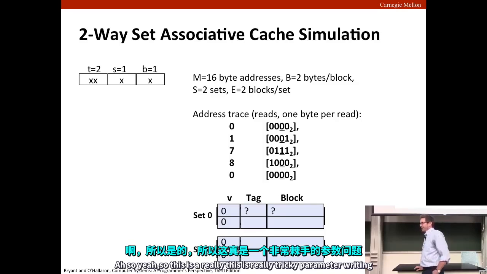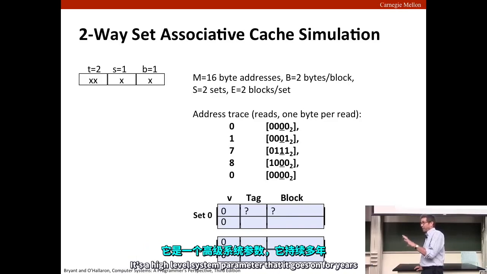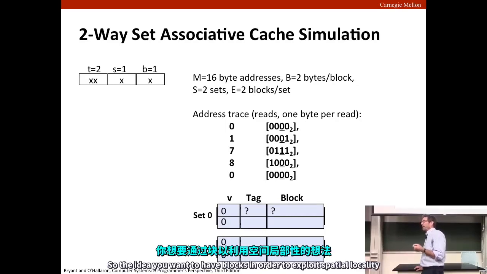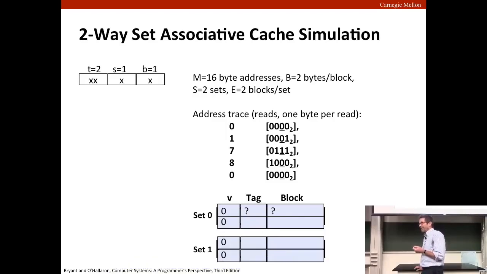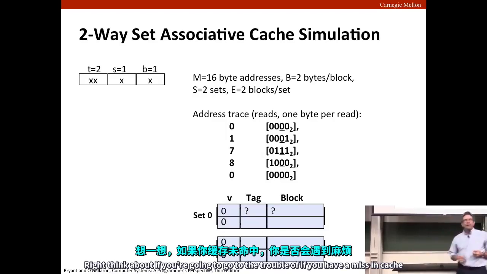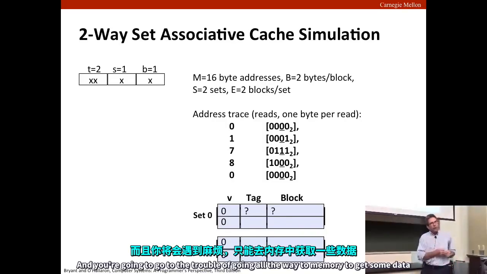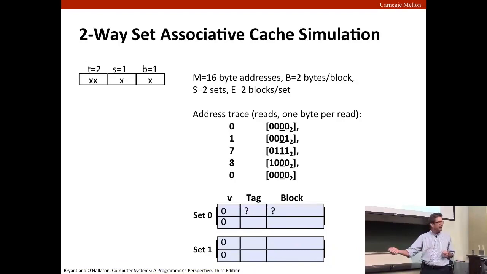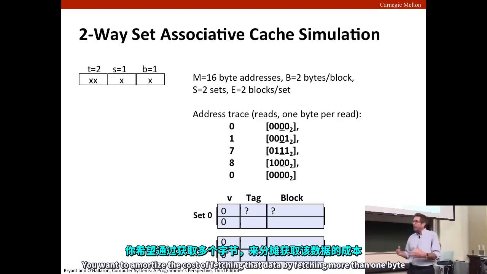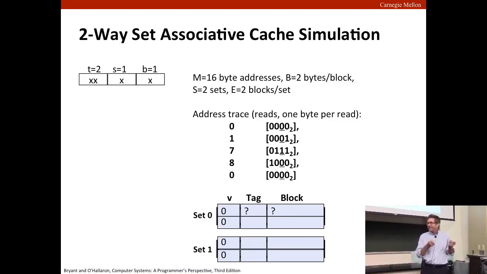So this is a really tricky parameter, right? It's a high-level system parameter that goes on for years. The idea is you want to have blocks in order to exploit spatial locality. Think about it: if you have a miss in cache, and you're going to go to the trouble of going all the way to memory to get some data, you want to amortize the cost of fetching that data by fetching more than one byte. That's the motivation for blocks.